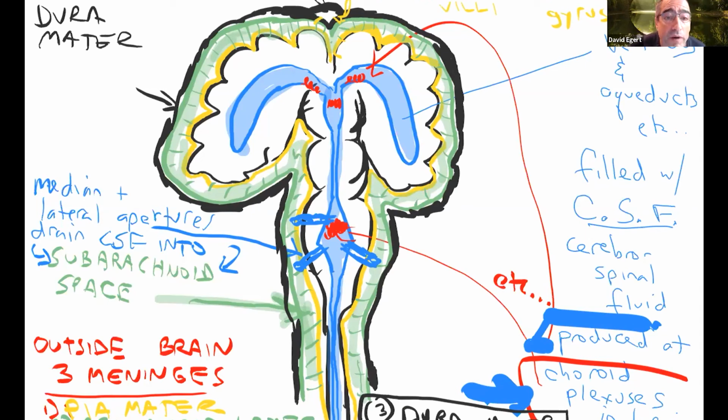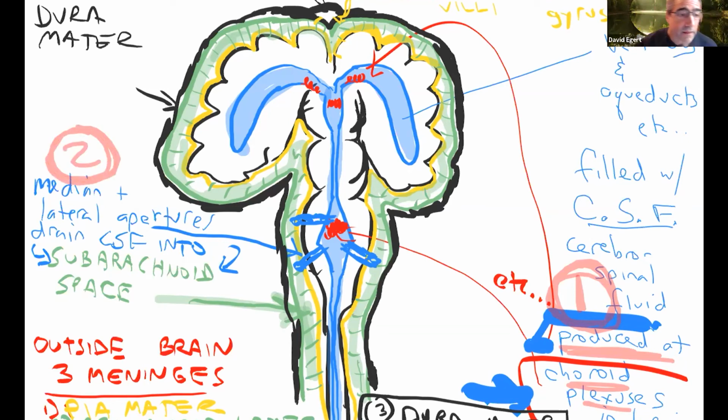So the basic flow of CSF is going to be like this. One, produced at the choroid plexuses in the brain. As it keeps getting produced continuously, though, it has to go someplace. So 2, it's going to drain out of those little, internal places through these little median and lateral apertures, which are just basically little tunnels, into the subarachnoid space. So 3, it is now in the subarachnoid space. But now it still needs to go someplace.